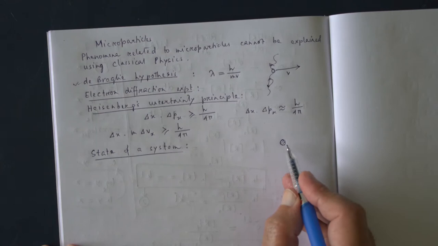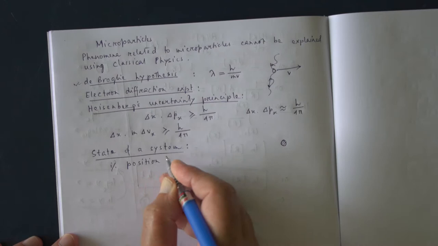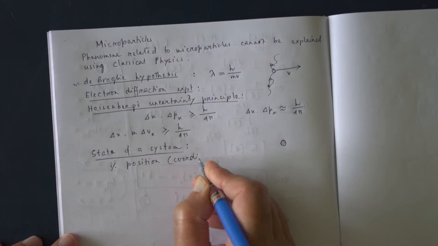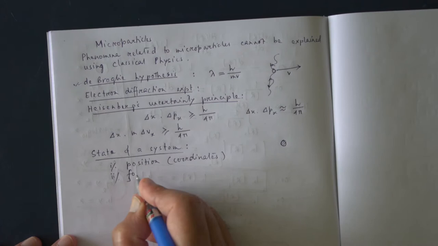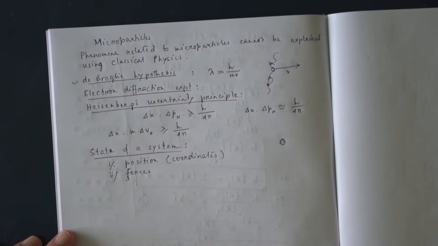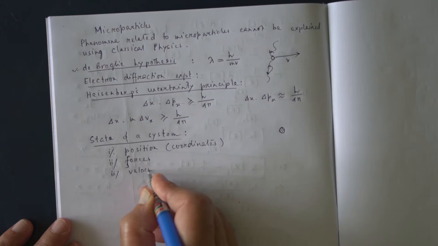Now, in order to know the state, what are the things we have to know? First, we have to know position. Position means coordinates, x, y, z. Second, we have to know the forces acting on it. What are the forces acting on this particle? And as a result of this force, what is the velocity?